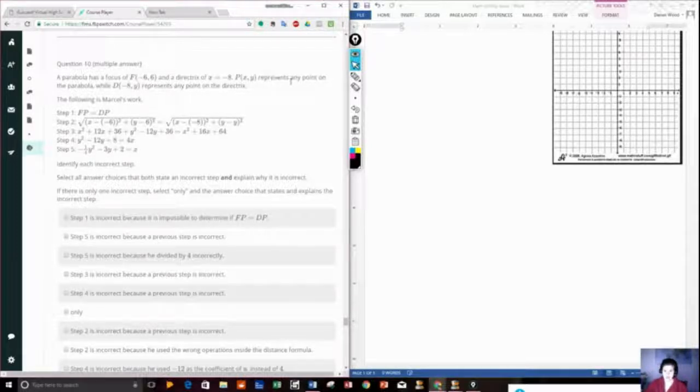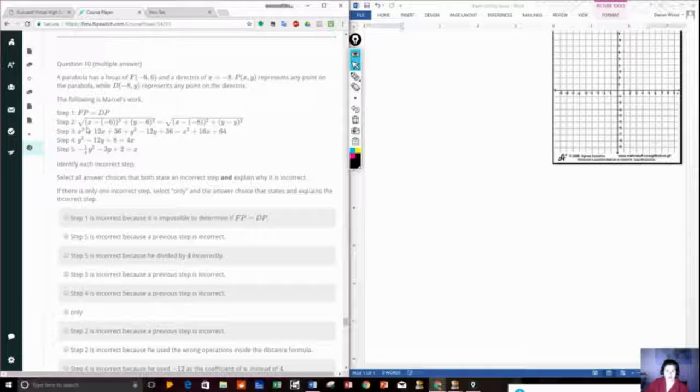P(x, y) represents any point on the parabola, while D(-8, y) represents any point on the directrix. The following is Marcel's work. Step 1, FP equals DP. Step 2, the square root of the quantity x minus negative 6 squared plus the quantity y minus 6 squared is equal to the square root of x minus negative 8 squared plus y minus y squared.